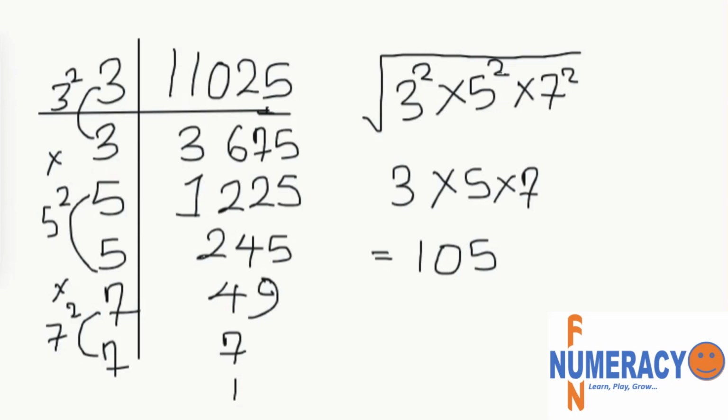And see again, all of them have even pairs. Now, assuming we have 3 raised to power 4 times 5 raised to power 2 times 7 raised to power 2, will this still be a perfect square? Yes, it will be a perfect square. It's just that the number will be bigger.